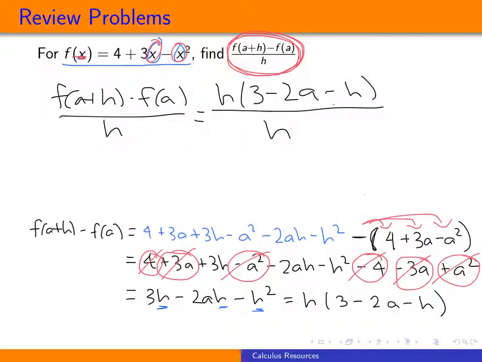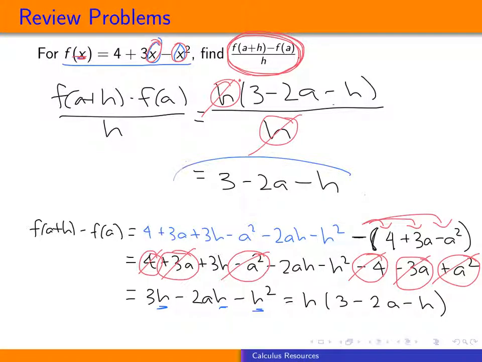In the numerator, there's a product with one of those terms being an h. In the denominator, there's an h. And so now I can cancel. I can do that specifically because in that numerator, that was multiplication right there. So what I'm left with for my final answer is 3 minus 2a minus h. And doesn't that look nice and simple?